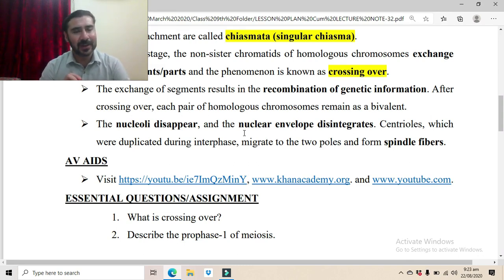The third change which occurs during prophase 1 is the crossing over process: at the point of contact, at the chiasmata point, the non-sister chromatids of the two homologous chromosomes will exchange parts with each other. And the next changes which occur here are that the nucleoli will disappear, the nuclear envelope will break down and be removed, and the centrioles will migrate to the opposite poles, and they will form spindle fibers.